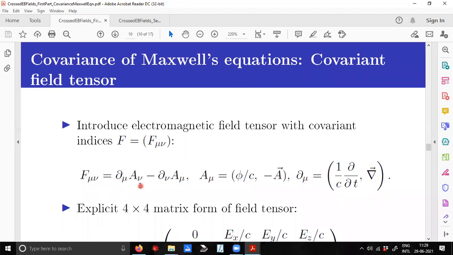∂_1 A_2. ∂_1 means it is ∂/∂x. A_2 means A_y with a minus sign. Minus ∂/∂x of A_y. That is the first term. Minus. What is ∂_ν? ∂_ν is 1 over c. Sorry, 1 over c forgotten. Okay, please do it yourself. Is it B_z? Tell me what this is. So then it is a curl of A. Yes, ma'am, F_{12} is B_z. I got a component of the curl of A.